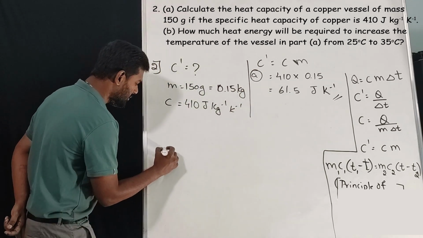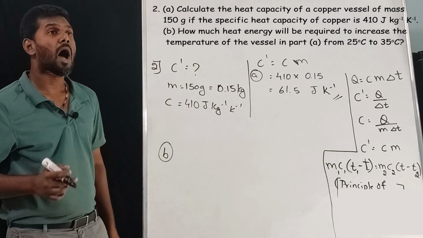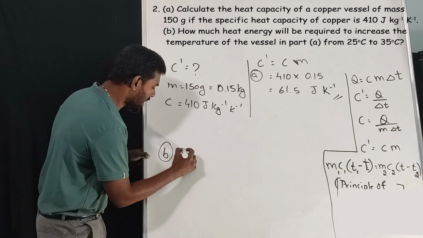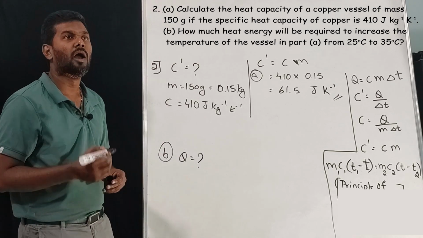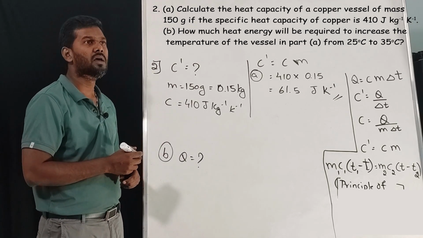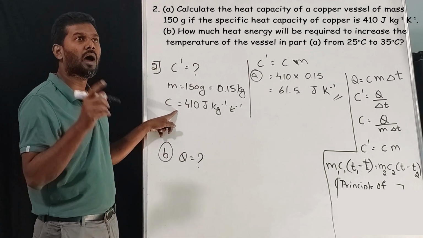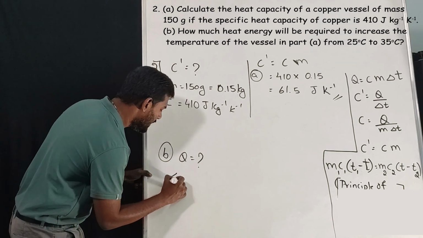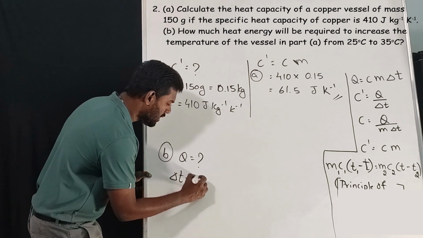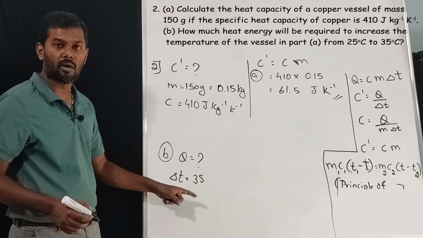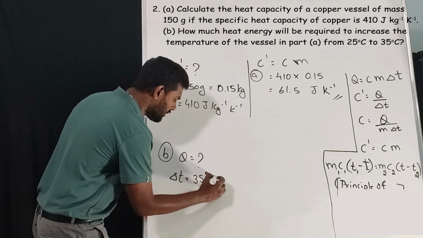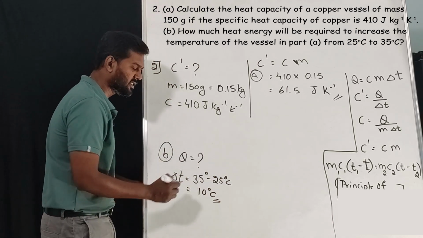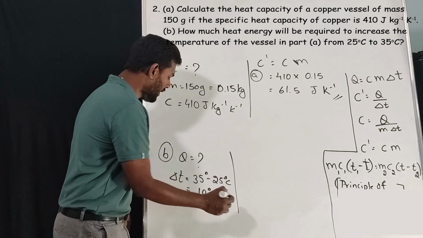We have one more sub question, B. How much heat energy will be required? That means we have to find Q. To increase the temperature of the vessel in part A from 25 degree Celsius to 35 degree. So delta T is equal to 35. You have to put the bigger value first. 35 minus 25 will give us 10 degrees Celsius. Delta T is equal to 10 degree. Now we are going to find the Q value.